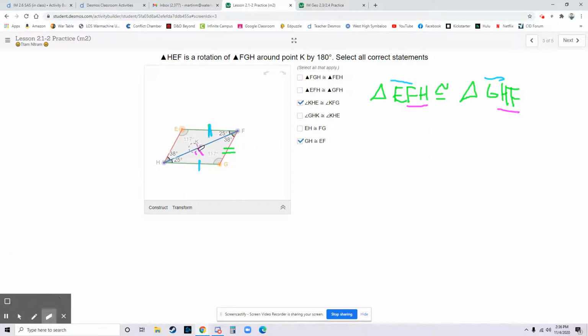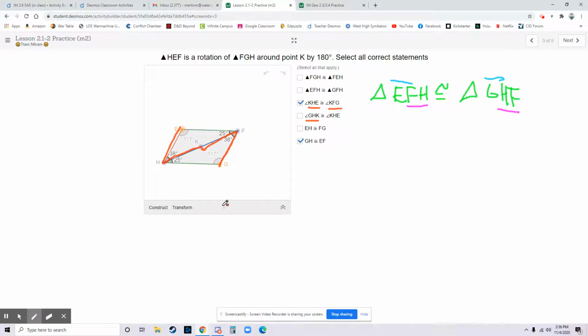Okay, moving on. Next, I said this one is actually true. Let's see it in practice. So KHE is congruent to KFG. Let me draw in those angles on the picture. Here is KHE, 38 degrees. And here is KFG, also 38 degrees. Looks good. That's why I said that one is fine.